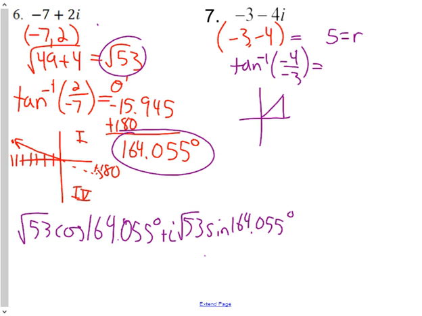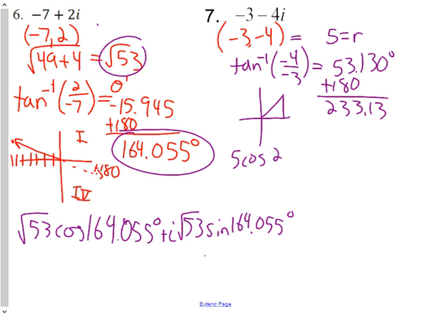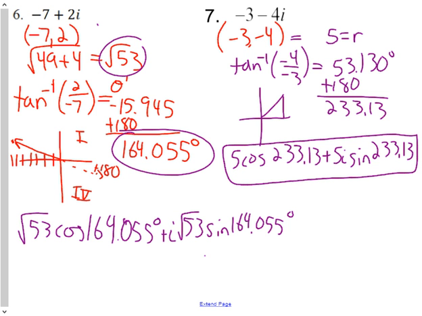Tan inverse of 4/3. Sorry, 53. Gives us the complement to it. 53.130. And then we're going to add 180, because again, negative 4, negative 3 is in quadrant 3. We get 233.13. So 5 cosine of 233.13 plus 5i sine of that same number. And there we are in trig form.